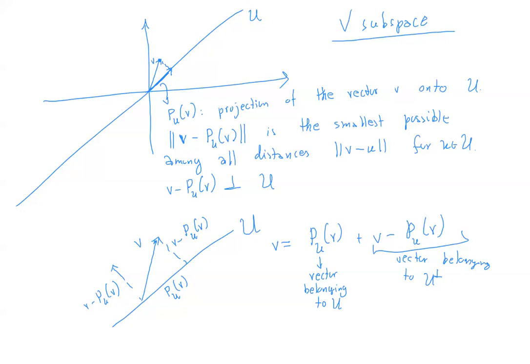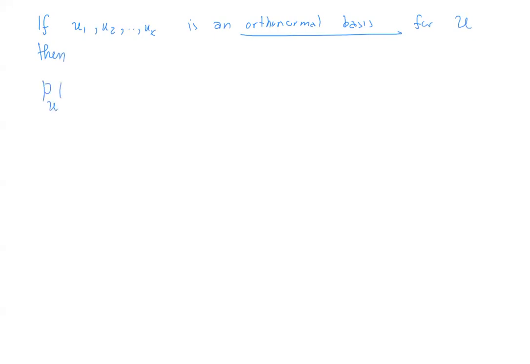What is the formula? The formula is especially simple. So it turns out that if u1 up to uk is an orthonormal basis for U, then here's the formula. The projection onto U of V is the inner product of V with the first vector u1, times u1, plus all the way to the last one.